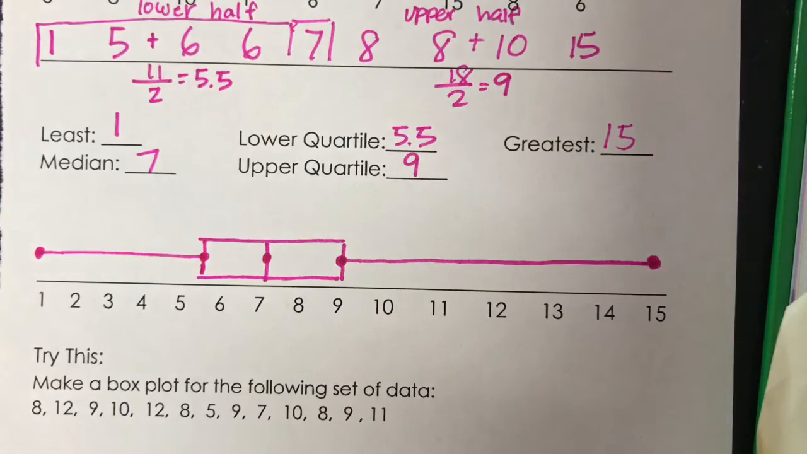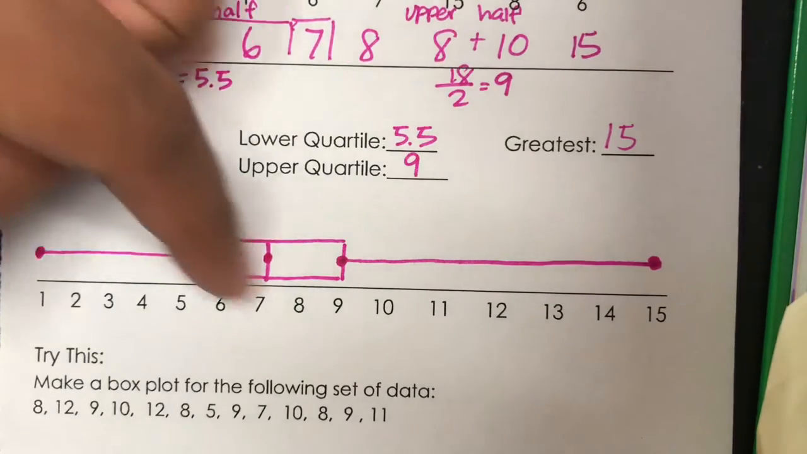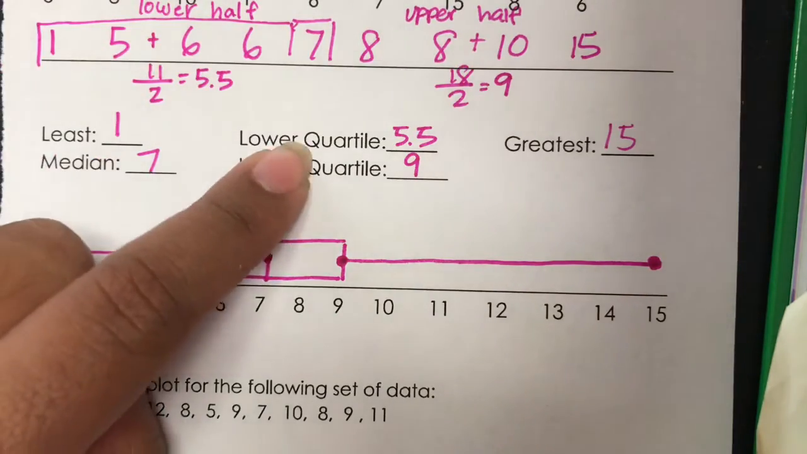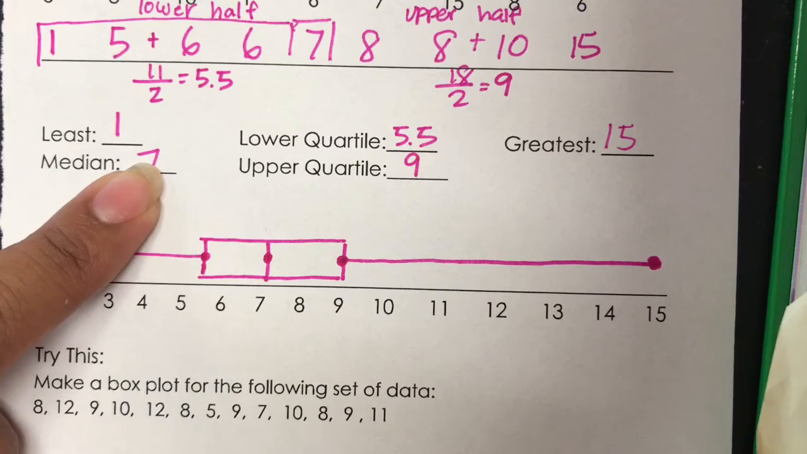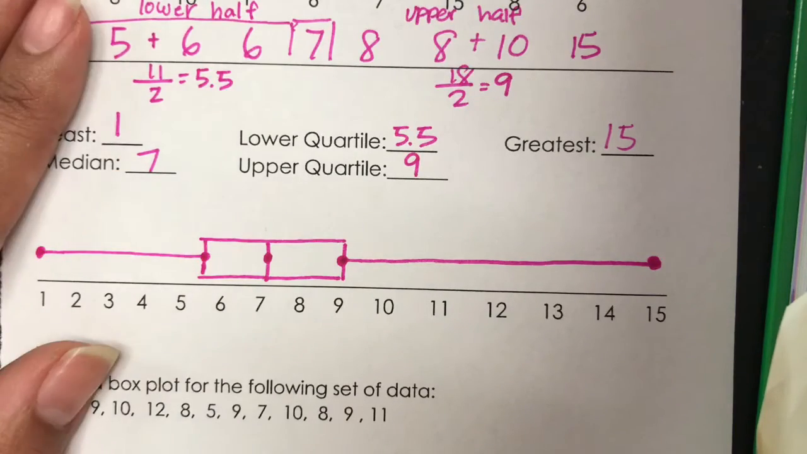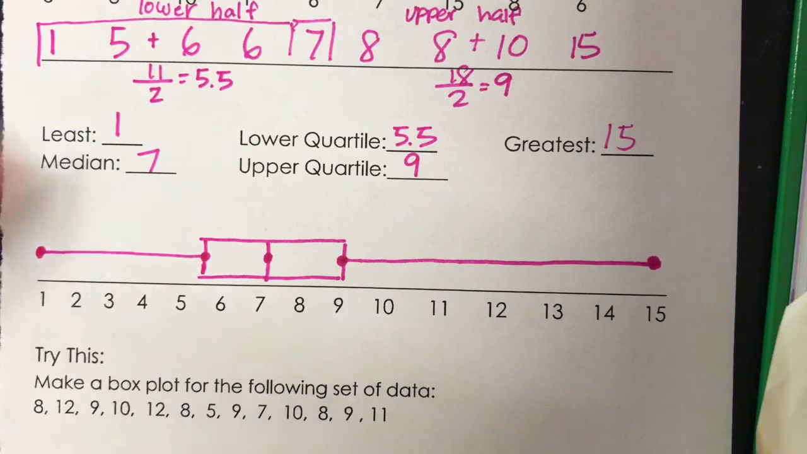Okay, so if at any time you got confused as to why I put dots in certain places, or how I got the lower quartile and the upper quartile, the greatest value number, the least value number, or even the median, please rewind the video and listen to it again and go through it again. It's okay for you to rewind it and pause it and see where you might need some extra help.